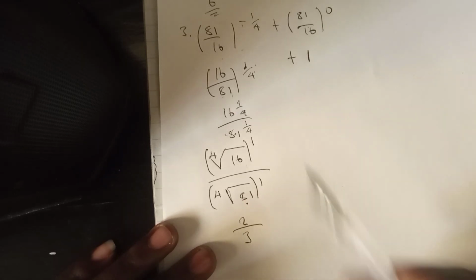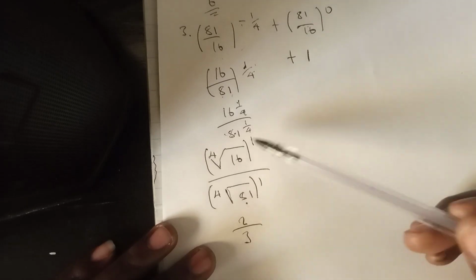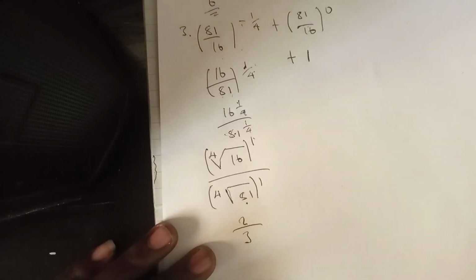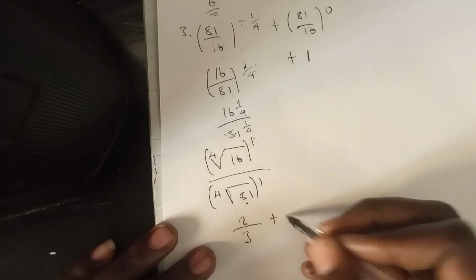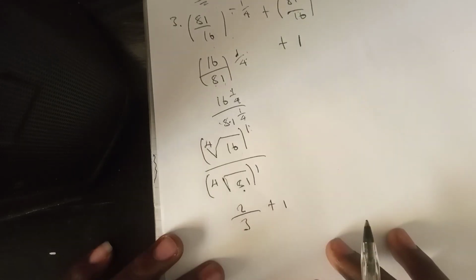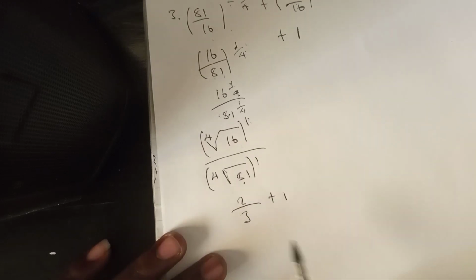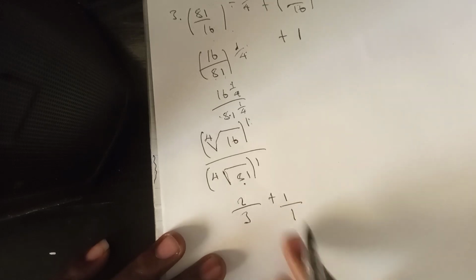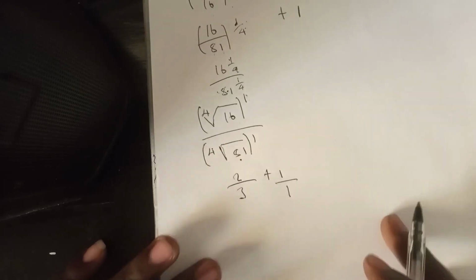Okay, if you want you could write the power 1, but we all know that any number raised to the power 1 is the number itself, so we just write 2 there. Then we say plus 1. Then from there we'll say 2 over 3 plus 1.